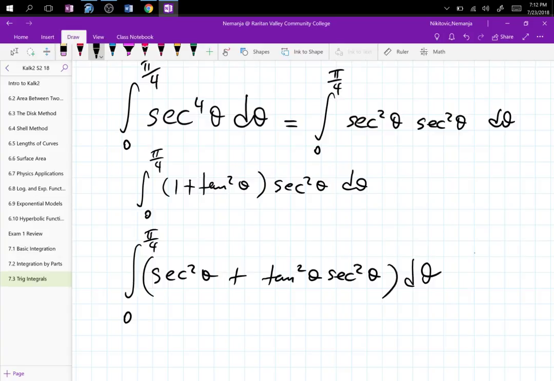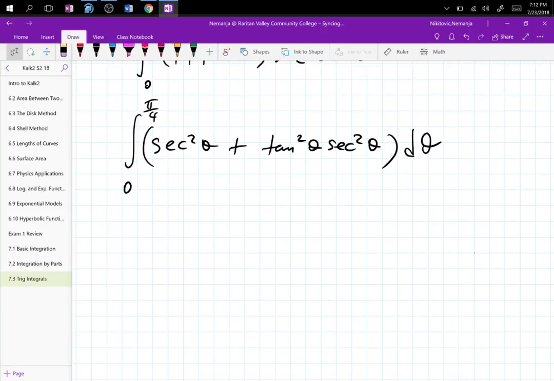Yeah, so this is done. You just have to do it. So u is equal to tangent theta, and then du is secant squared theta d theta.